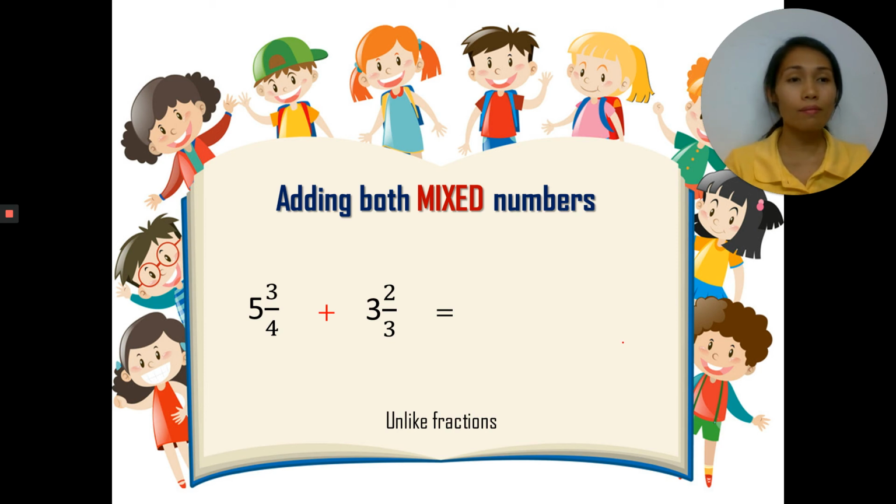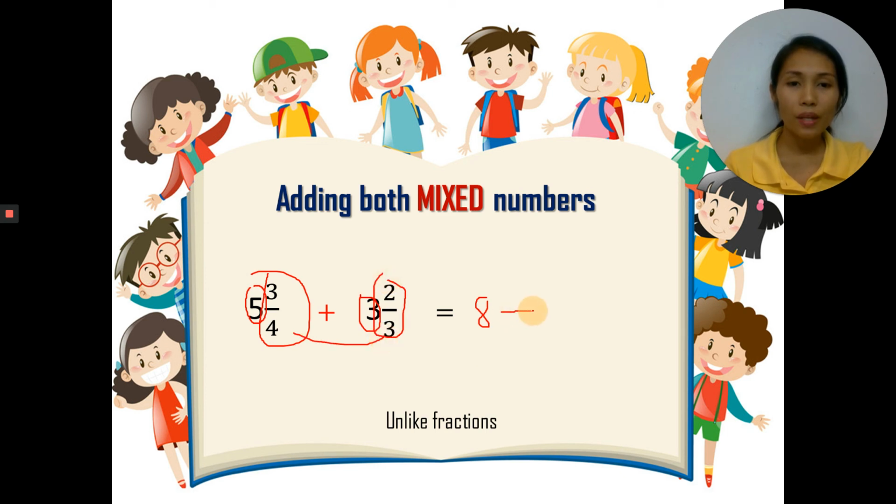As I've said, you can convert a mixed fraction to an improper fraction. But if both given numbers are mixed numbers, you don't have to convert them into improper fractions. You can just add them right away. Whole number plus the whole number, and then the fraction plus the fraction. So 5 plus 3 equals 8. Now the fractions, 3/4 plus 2/3. Let's do cross multiplication as the method.